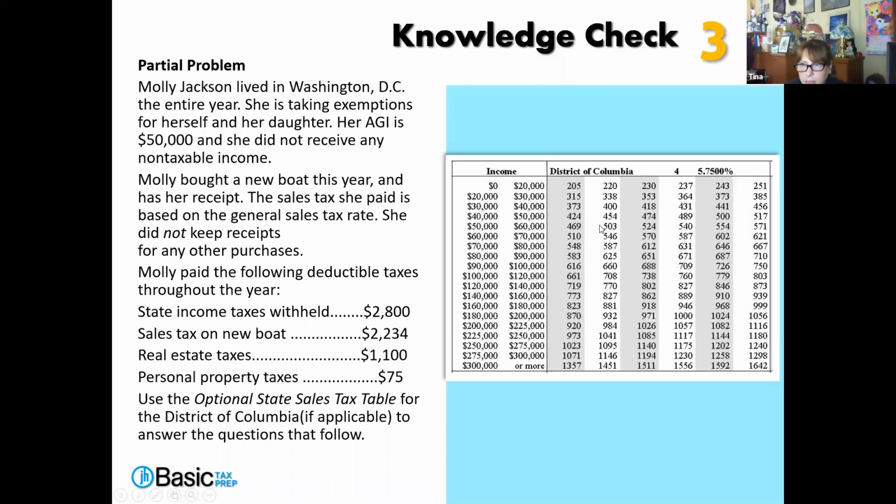Now, what else do we add to that, if anything? Sales tax on the boat. Why do we get to add sales tax on the boat? Because this is still based on the general sales tax rate, as is this. This is for generic stuff. In the rules, they let you add in general sales tax on specific items as well. Of course, you have to keep your receipt if you're going to do this. So she paid this amount. What's the total amount she paid? $2,234 plus 503 gives us what? $2,737. Okay.